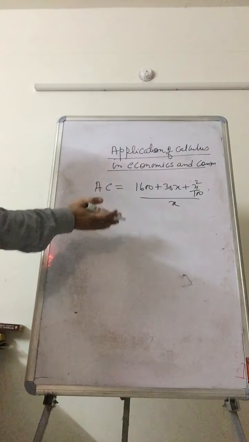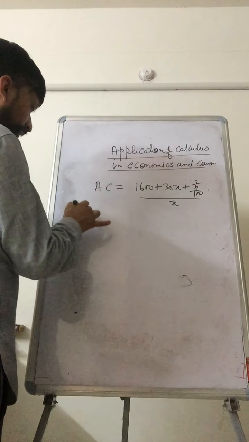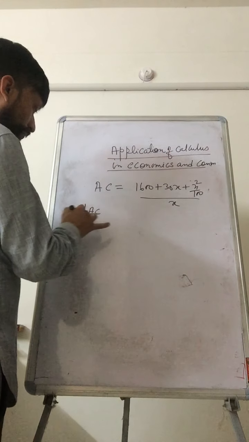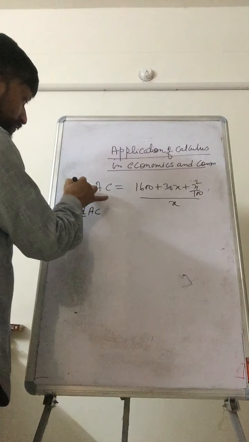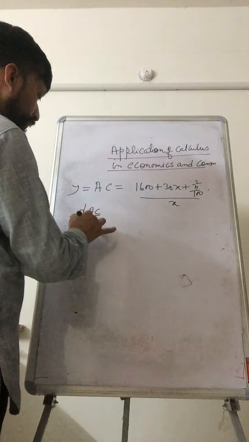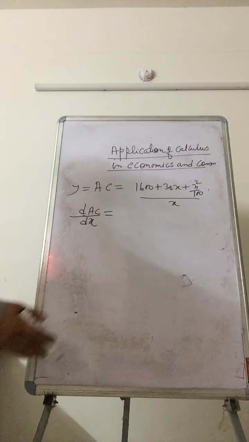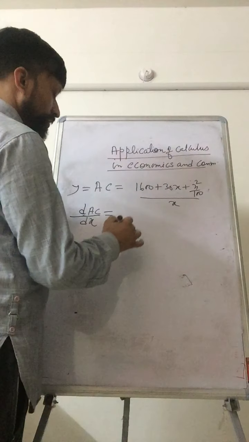Now we have to find its derivatives. We can represent this with y also, there is no problem. So AC also we can write, or you can assume this is equal to y. Then it will become dy by dx with respect to the number of items.